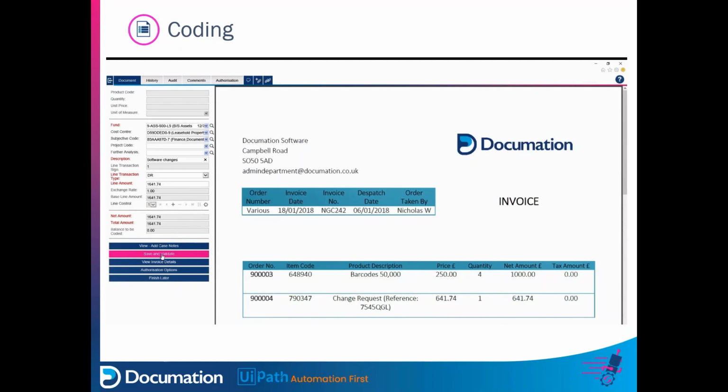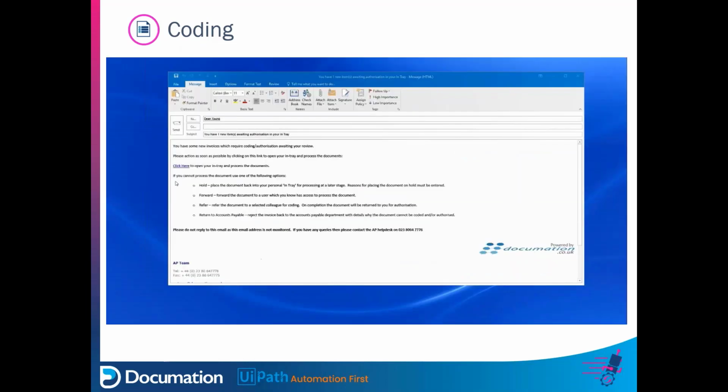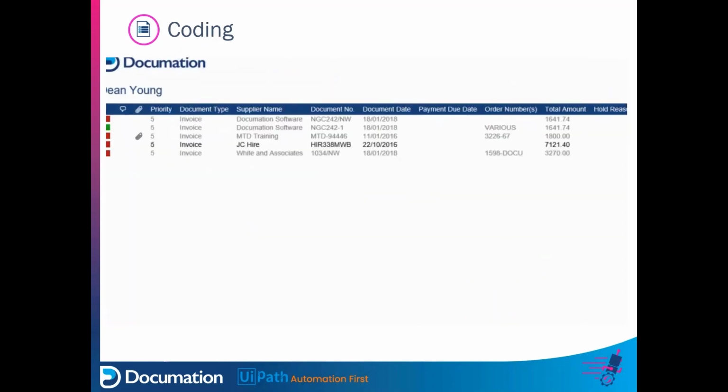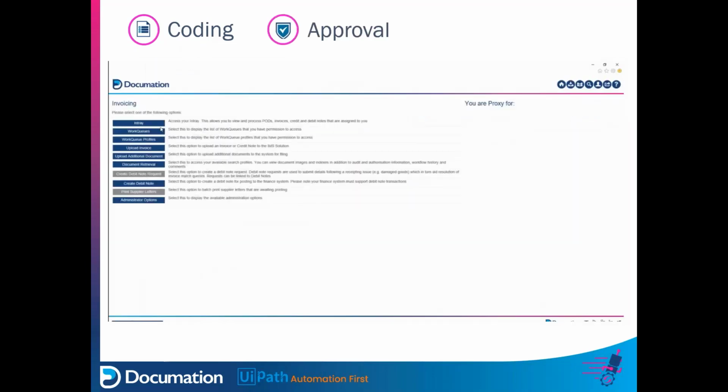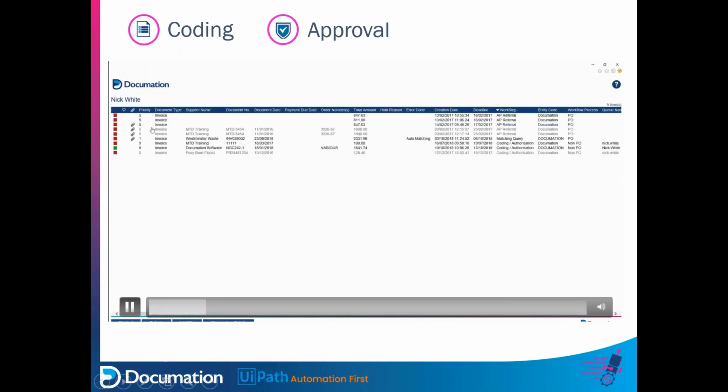And of course, at this stage, the software is making the decision for us using artificial intelligence again and using its logic to determine who is the right person to authorize that invoice. So ensuring that we have control and compliance. Having coded that invoice, then we can see that the robots will have sent that out to approval to the correct person.